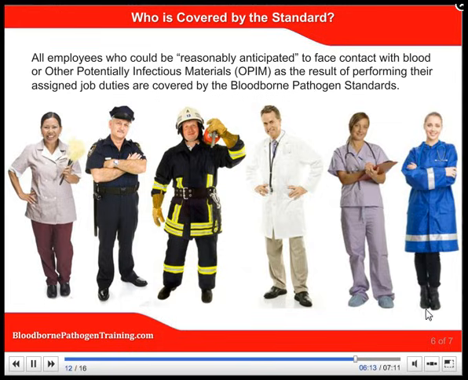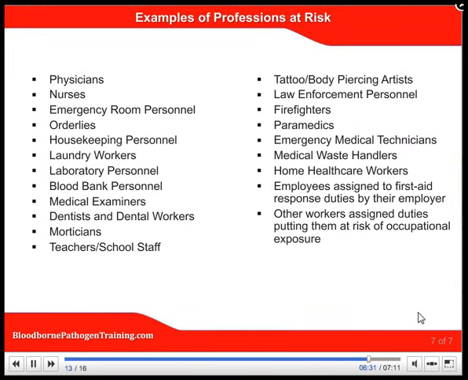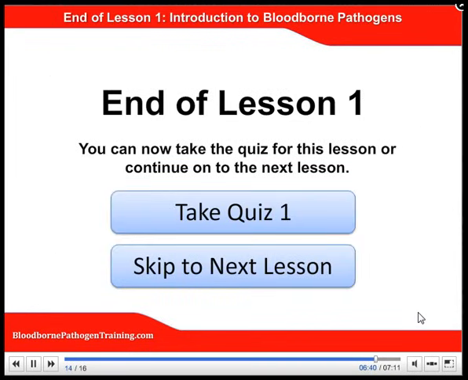Who is covered by the standard? All employees who could be reasonably anticipated to face contact with blood or other potentially infectious materials as the result of performing their assigned job duties are covered by the Bloodborne Pathogen Standard. This list shows examples of some of the professions at risk of occupational exposure to bloodborne pathogens. Let's take a quiz to review what you've learned.